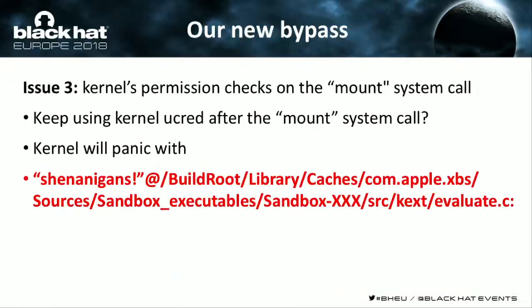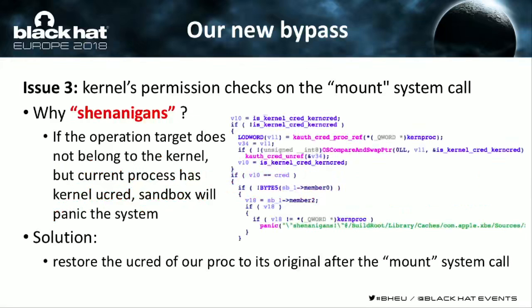But should we keep using the kernel credential after the mount has finished? If we keep using a kernel credential, the kernel will also panic like this. So why does this panic happen? In fact, if an operation target does not belong to the kernel, but the current process has the kernel credential, the sandbox will give us a panic. This solution is quite easy. We need to restore the credential of our process to its original after we have called the mount system call.